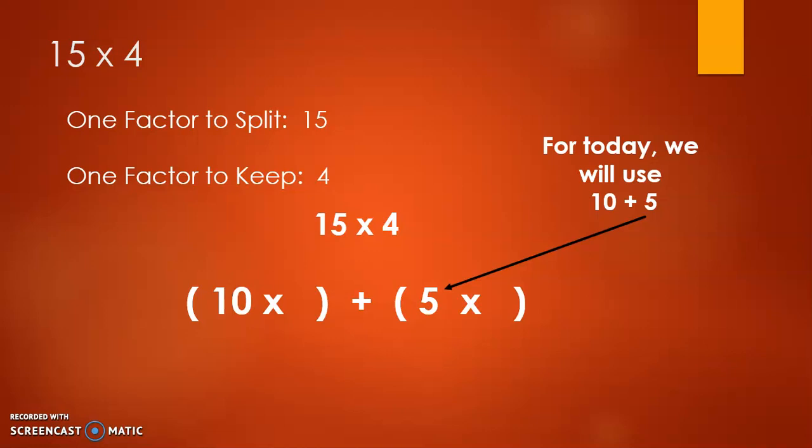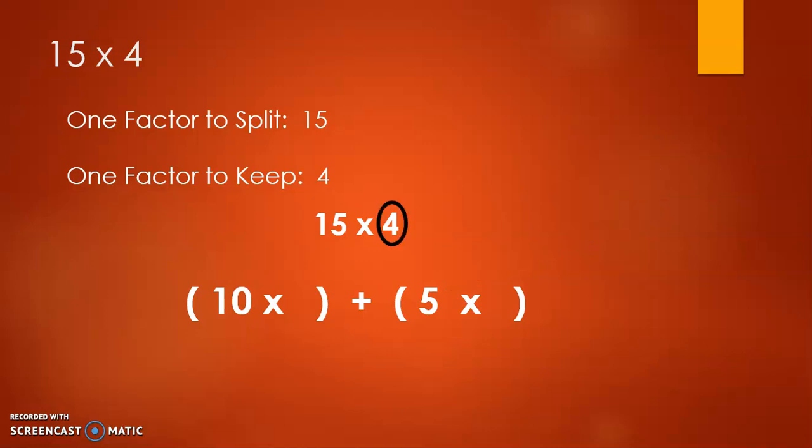Now before I move on, look at that and see how that 15 is split up. Often we're going to try to split up that 4, but we don't have to. The factor that we're going to keep is the 4, so we're going to put it in both of those places beside the numbers in the parentheses. So we have 10 times 4 plus 5 times 4. Now that we have numbers in it, the equation doesn't look as hard.